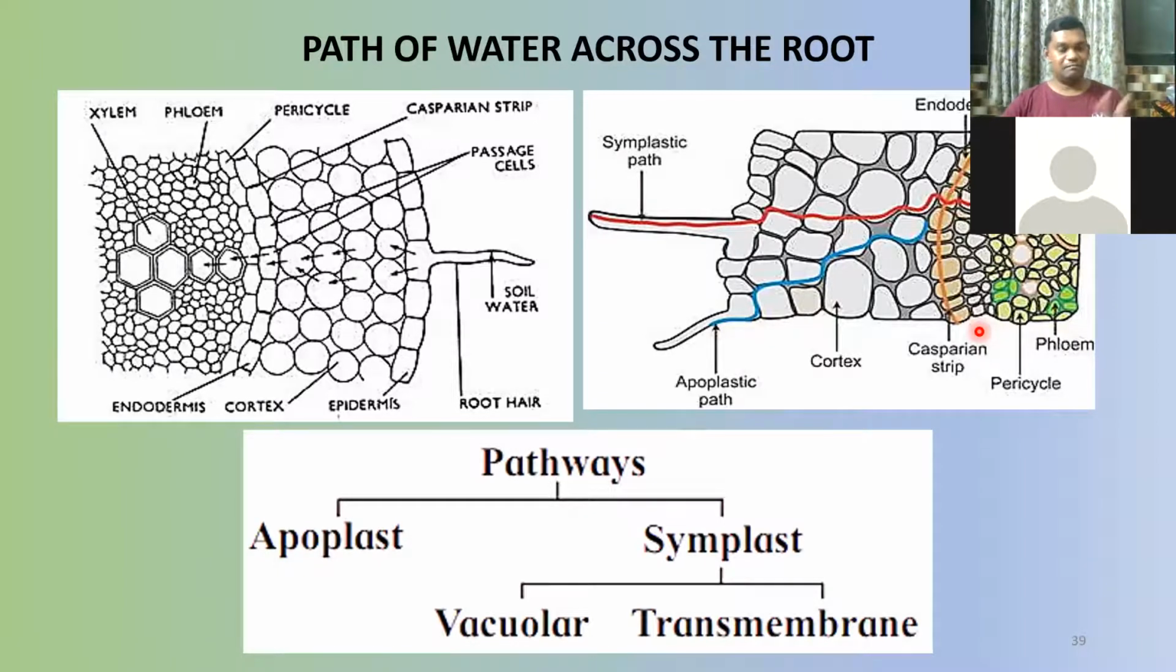Symplast का मतलब है the water will go. See the red line over here. Symplast means the water going inside the cells. From one cell to the other, because there is plasmodesmatal connection between the cells. एक सेल के अंदर जाएगा प्लाज्मोडेस्माटा से दूसरे बगल वाले सेल में. It will cross like that.